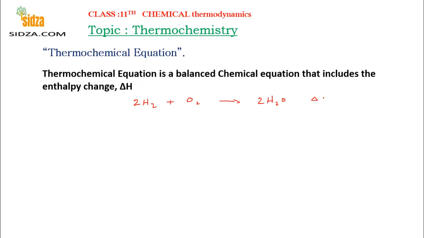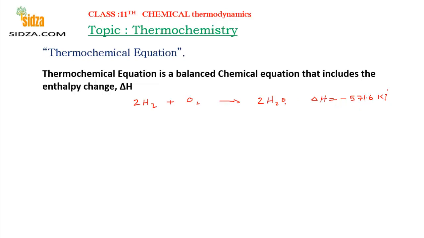Suppose here we know that this is an exothermic reaction. When hydrogen reacts with oxygen, this is a combustion reaction, right? And so a lot of heat energy is released during this chemical reaction. So that means the delta H, the enthalpy change, will be negative for this reaction, right? Here we find that around 571.6 kilojoules of heat is given out.